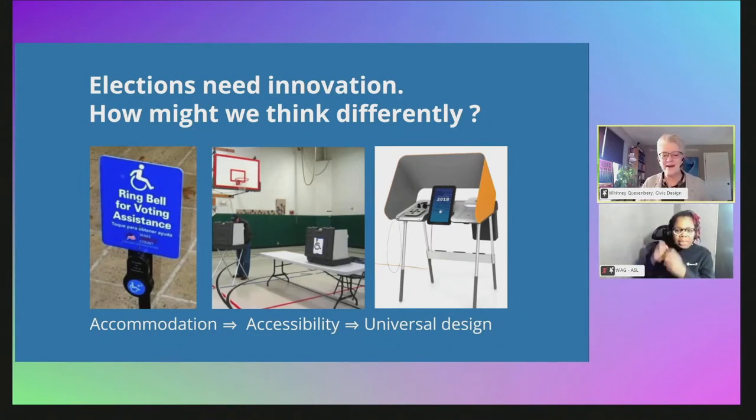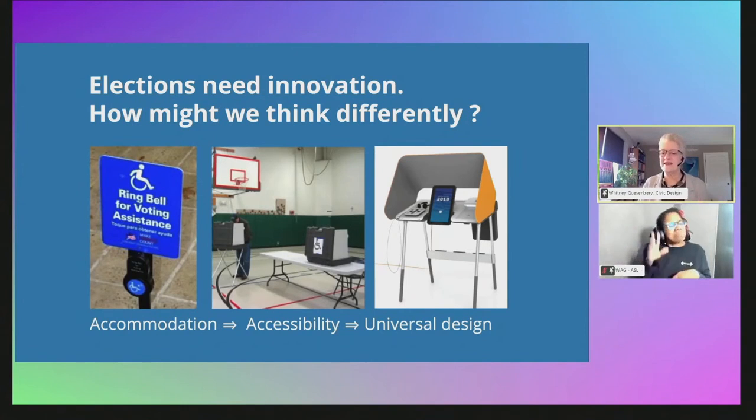I'll credit one of my colleagues at the Access Board for what I'm going to say next, which is that they think about accessibility as moving from accommodation, which is illustrated by a sign that says ring bell for voting assistance. These are little stands that election officials put up at the front door if the building where the polling place is located has steps or is somehow not accessible. And someone will come out and take you around to the accessible entrance or come out and bring you a ballot that you can vote from your car at the curbside.